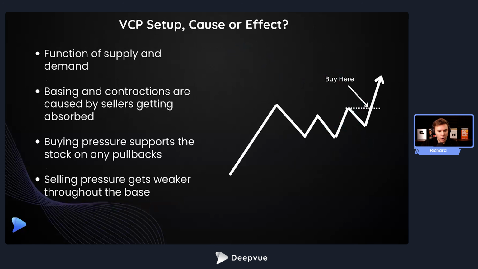Basing and contractions are caused by sellers getting absorbed by longer-term holders or new holders, and buying pressure supports a stock on any of these pullbacks. And the reason that these get tighter and tighter is because the people who are accumulating, the largest funds that really drive major moves, aren't letting the stock come back any further. They want to increase their position size because they still believe in the company. Or just sellers are getting weaker. There's less supply coming to market. That's why these pullbacks get shallower.